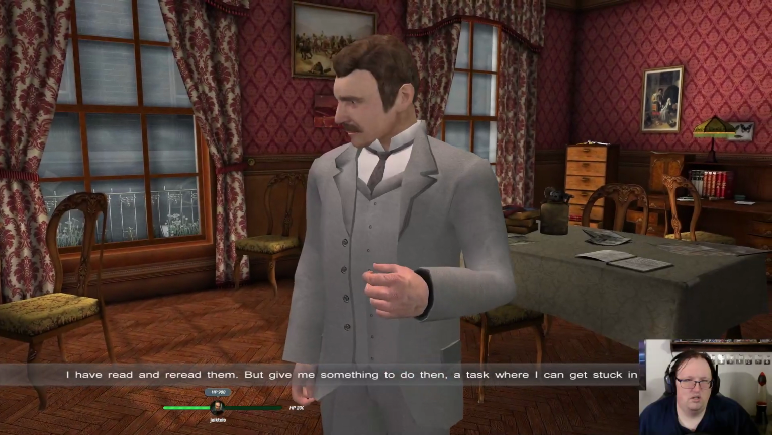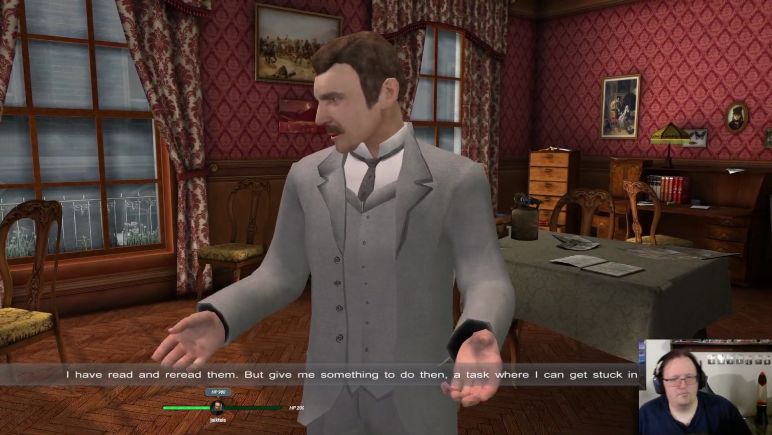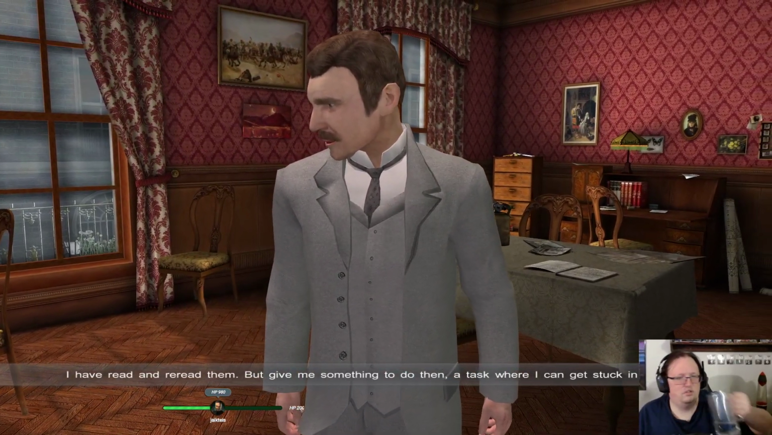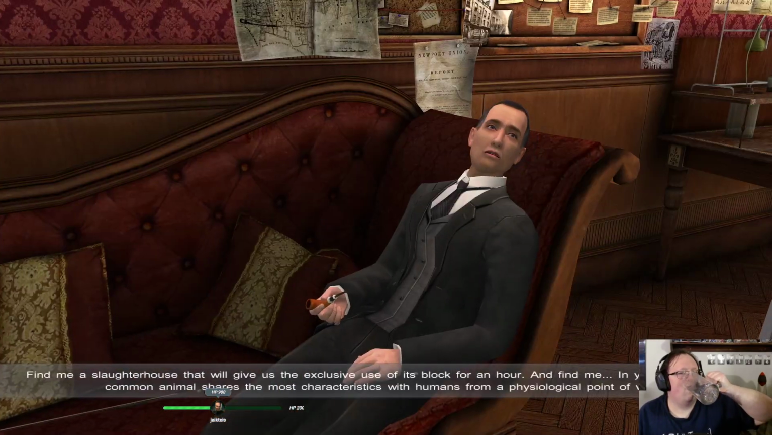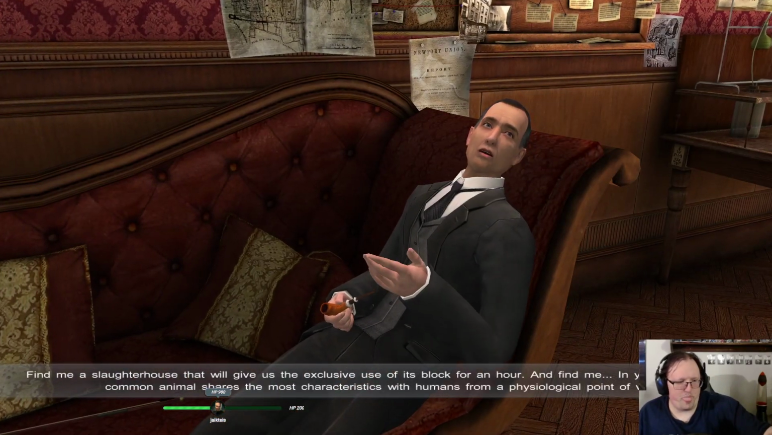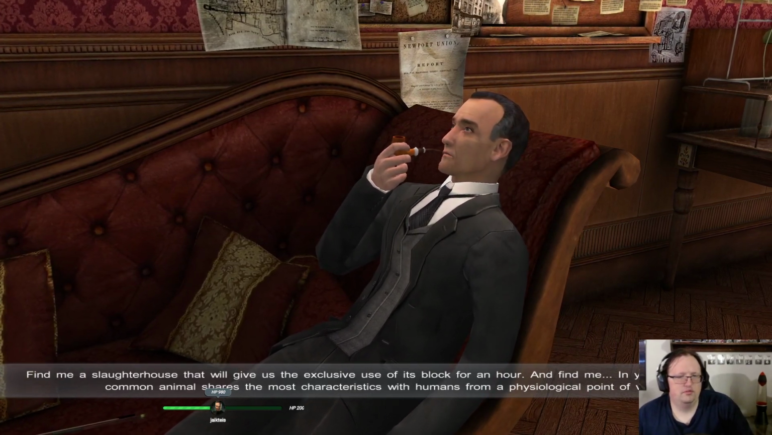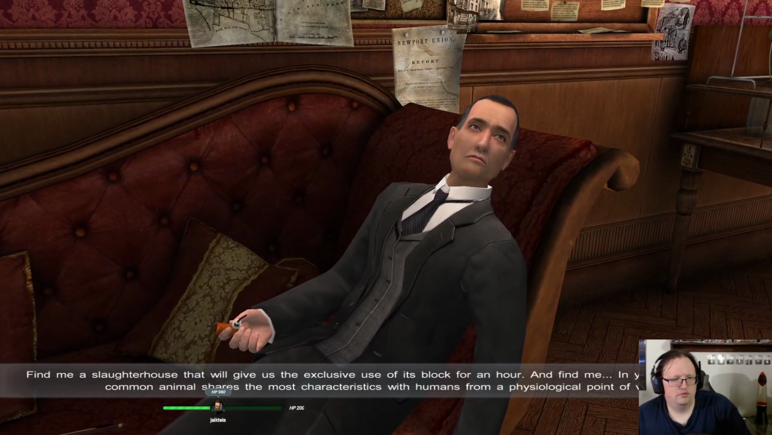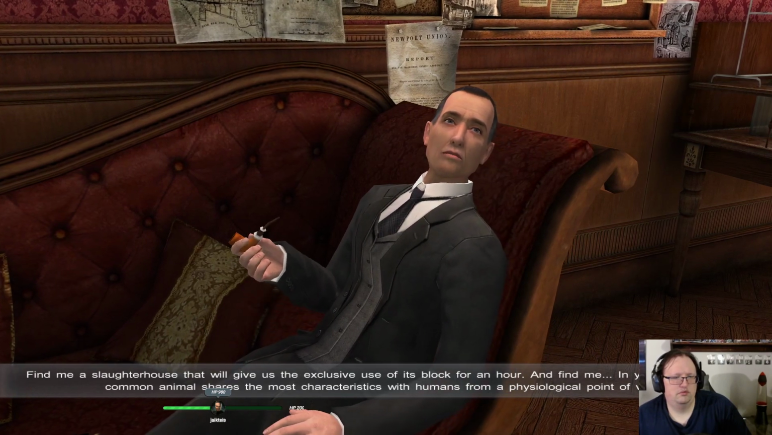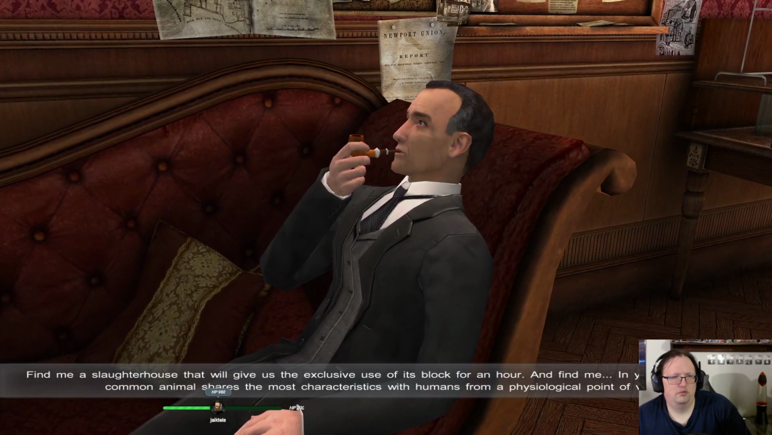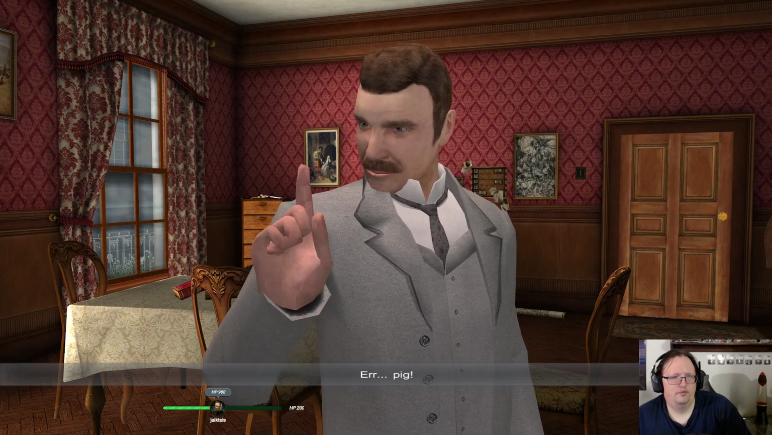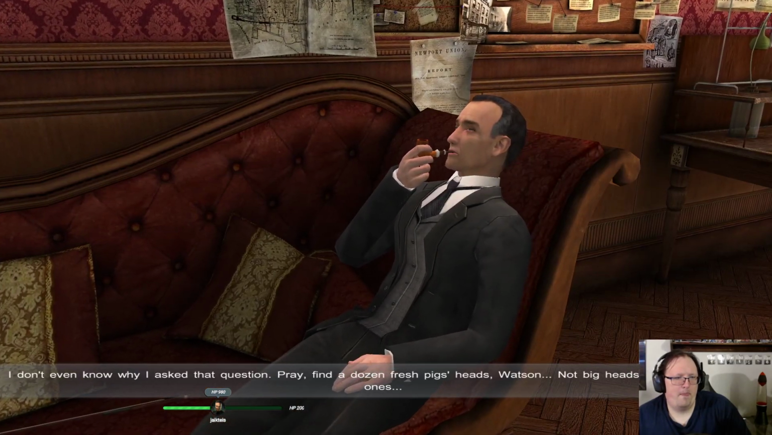I have read and reread them, but give me something to do then. A task where I can get stuck in, because... Find me a slaughterhouse that will give us exclusive use of its block for an hour, and find me... In your opinion, which common animal shares the most characteristics with humans from a physiological point of view? Pig? I don't even know why I asked that question.